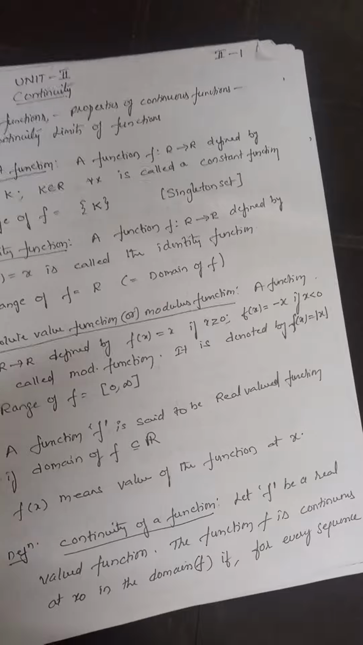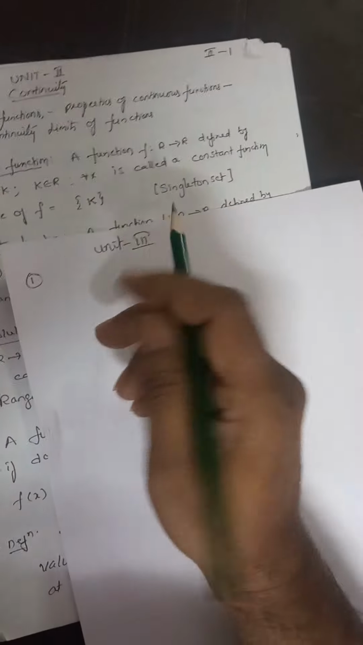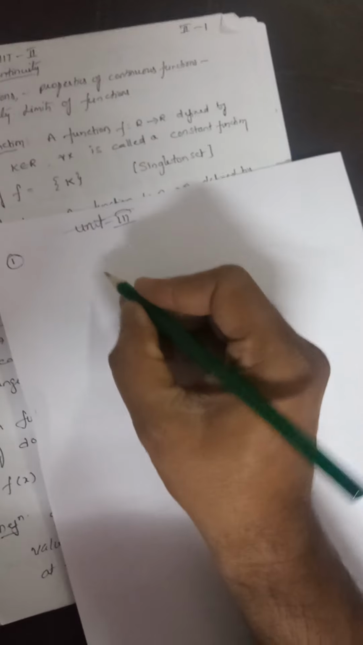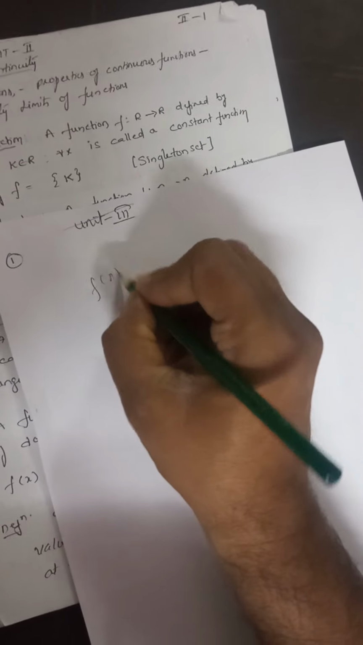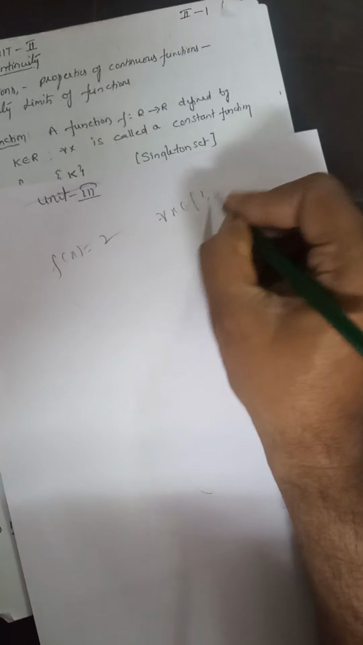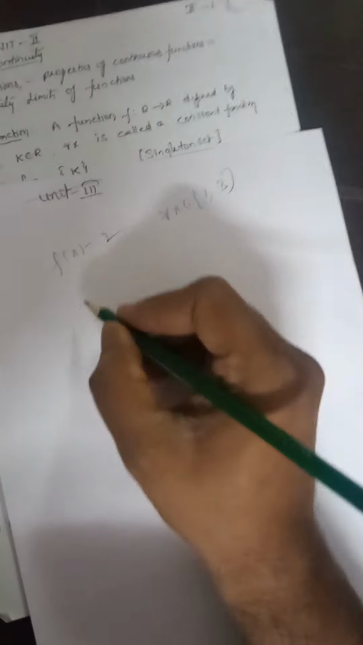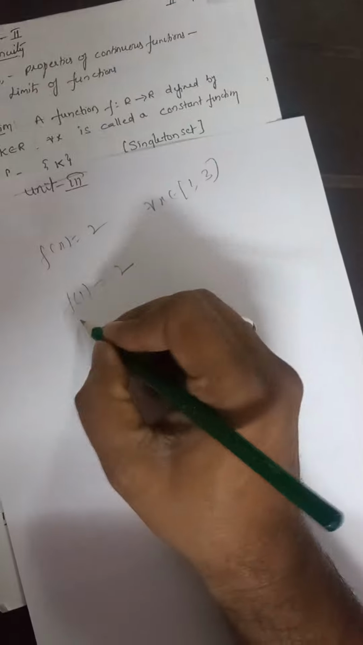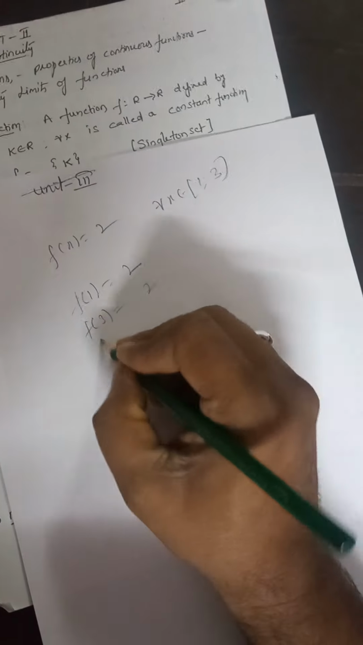What is a constant function here? A function is said to be a constant function if the range is a singleton set. Now, see here, f of x is equal to 2. I have given this for all x belongs to [1, 3]. If you substitute f of 1, what will you get? 2. F of 3, you will get 2 only. F of 1.5, 2 only. F of 2, 2 only. F of 2.5, 2 only.